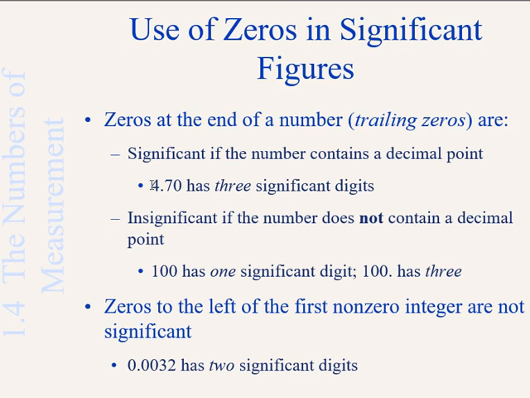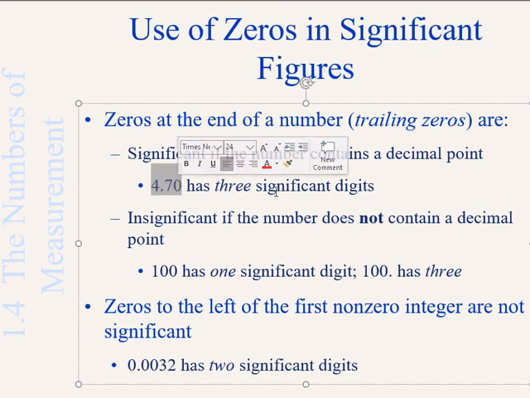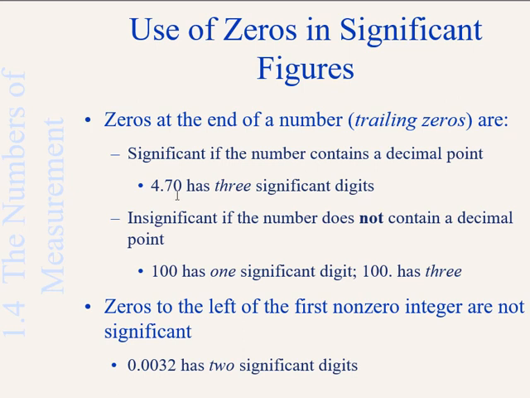In this case up here, 4.70, it has three significant figures. Why three significant figures? Because this zero is not considered to be a trailing zero of that sort. It's not a placeholder zero.